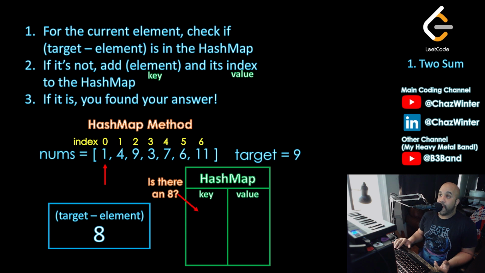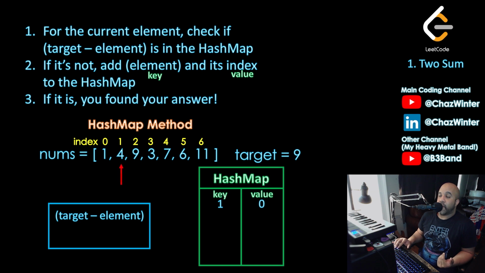So because we don't have an 8, we're going to add the element that we checked, which was the number 1, as a key, and we're going to add the index of that number, which is index 0. We're going to put those into the hash map. So the 1 will be a key and the 0 will be a value. Then we move to the next value in the array. That'll be a 4, which is at index 1. Target minus element is 9 minus 4. So we are now searching for a 5 in our hash map. So we ask, is there a 5? The answer is no. So I'm going to add 4 and 1 to my hash map with 4 as the key and its index 1 as the value.